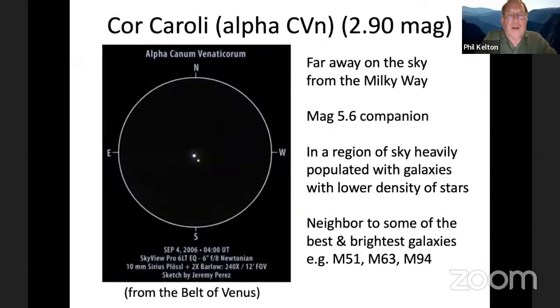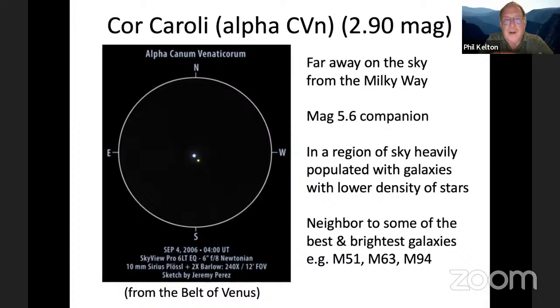Okay, two more of my so-called fun stars. One is Cor Caroli, the heart of Charles, I think it's called, Alpha Canis Venatici, or Venatici. I don't know how people say that, but I call it Alpha Canvan. And it's a beautiful double star.